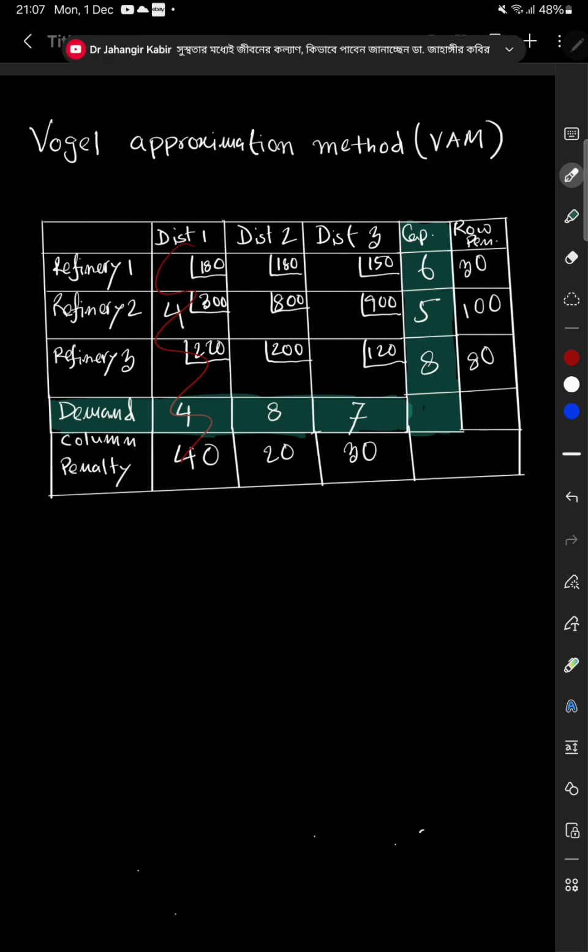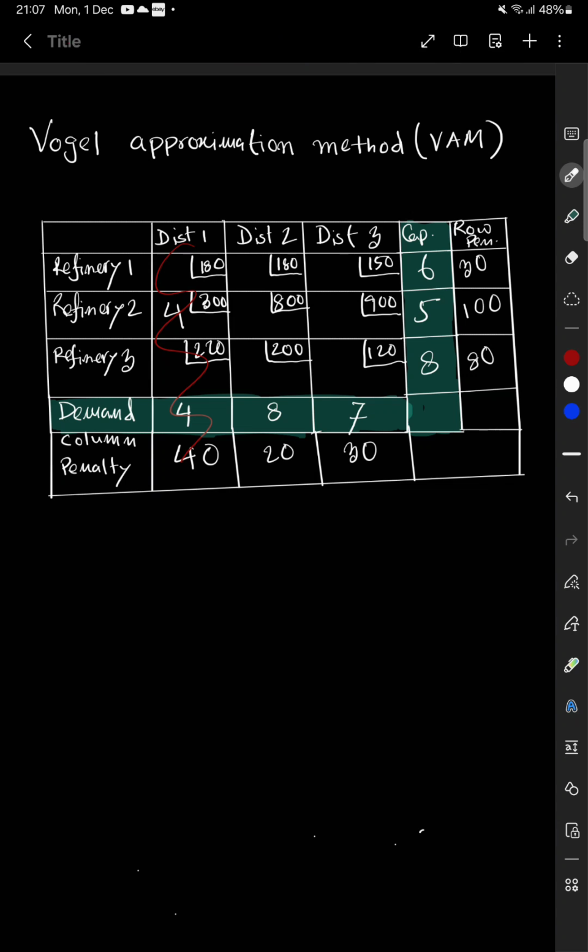So let's see again. Now what is the highest? Once again, refinery 2 or row 2 is the highest penalty, so nothing to do, we have to choose that one now. And inside this, we have 2 columns left, 800 and 900, so we will definitely choose the smallest one. Smallest is 800, and we can give as much as possible, which is 5 and 8. Among 5 and 8, 5 is the smallest, so we can give 5 in here.